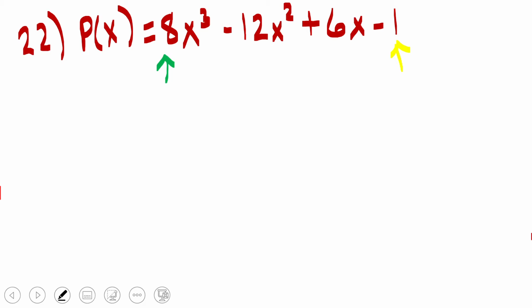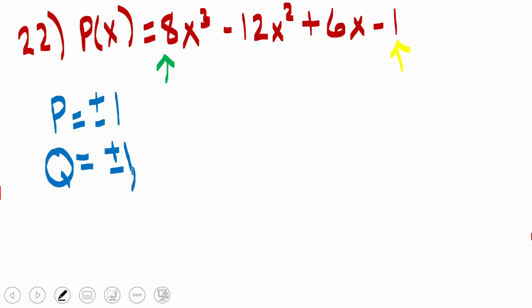So in evaluating our factors for p and q, we have p equals plus or minus 1. We have q equals all the factors of 8: plus or minus 1, plus or minus 8, plus or minus 2, plus or minus 4.